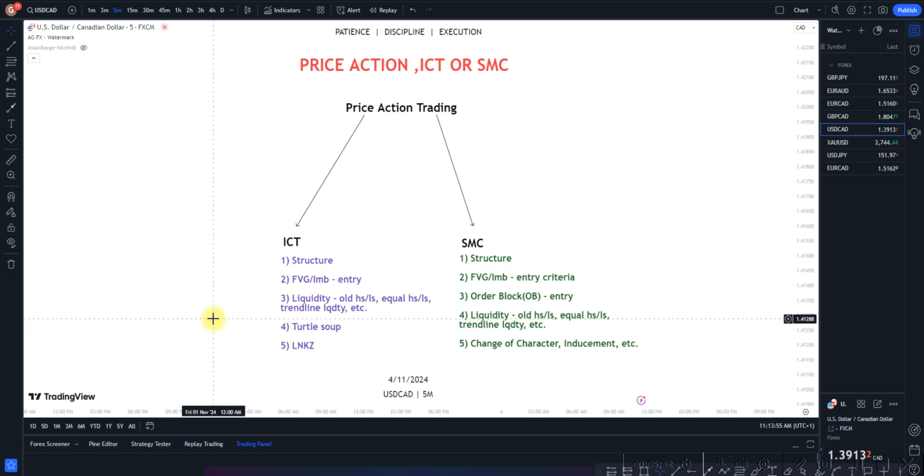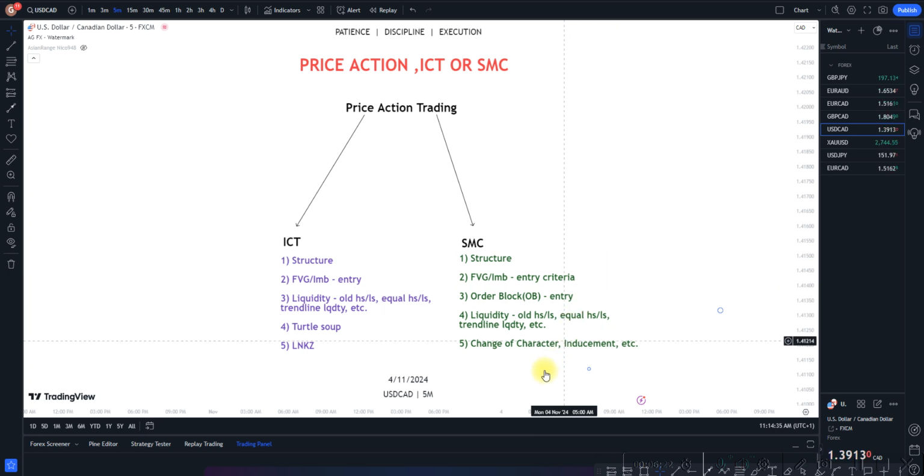Then we also have the concept of liquidity. SMC uses liquidity as well: old highs and lows, equal highs and lows, trend line liquidity. But for their entry, instead of using the FVG and imbalance like the ICT traders do, they use what we call the order block, which is OB, as entry. After seeing an FVG or imbalance, they won't try to pick an entry from there. They will look at the closest order block to that fair value gap or imbalance before they say, this is where they are going to take a trade from.